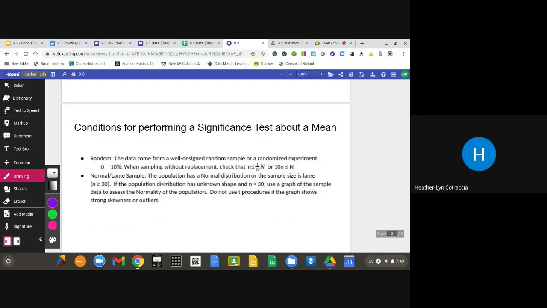If it doesn't tell you that, then you're going to look to see if your sample size is large enough, which is n is greater than or equal to 30. And remember, this is only for means, not proportions. Proportions is different. If n is greater than or equal to 30, you're fine to assume normality. Good to go. If the population distribution has an unknown shape, so we don't know it's normal, and n is less than 30, we're going to use a graph to make sure that we don't have any strong skewness or outliers.